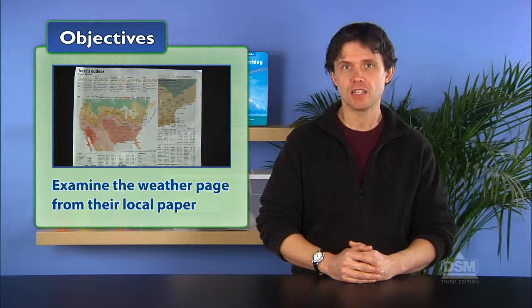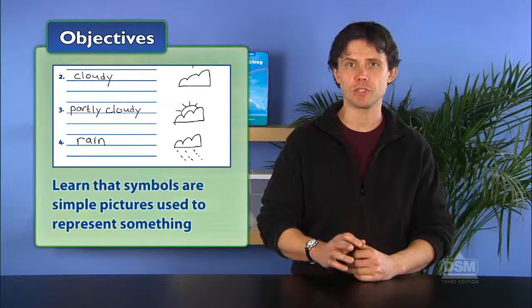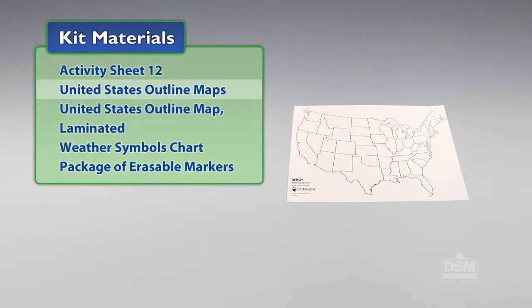In Activity 12, Weather Maps, students learn to interpret and make their own weather maps. They first examine a weather page and discuss the kinds of information it provides. Students then learn that symbols are simple pictures used to represent something, and finally make a weather map using some common weather symbols.